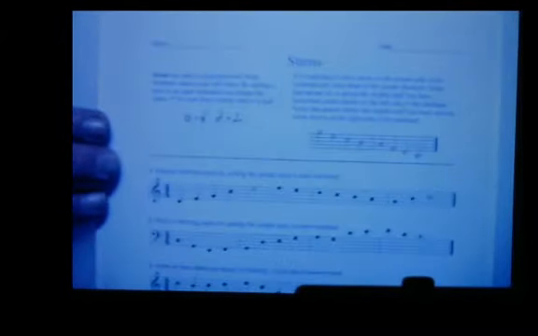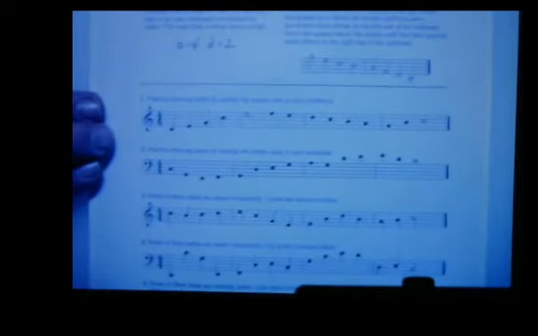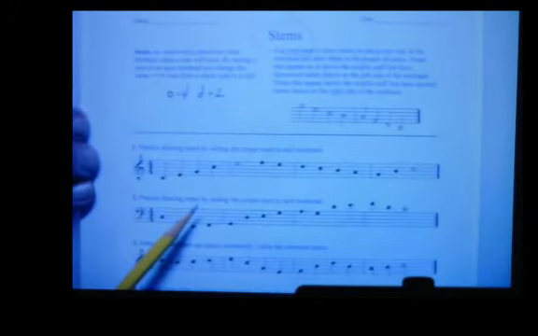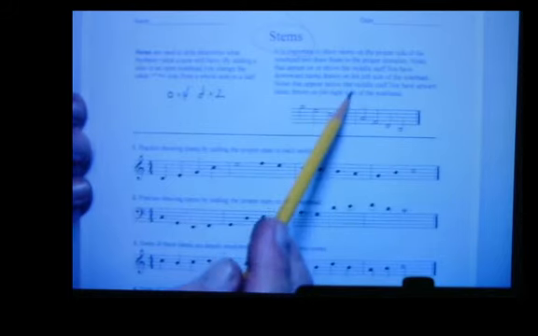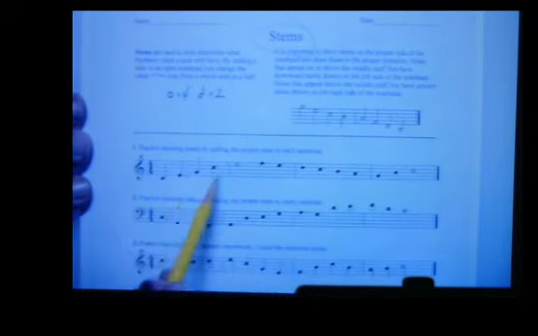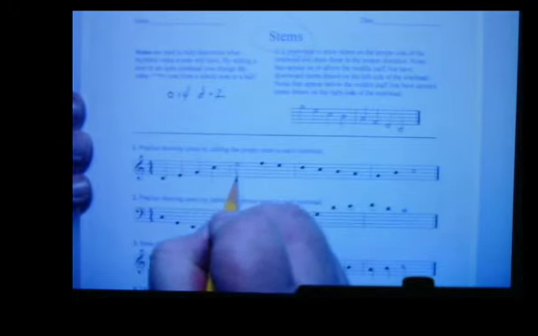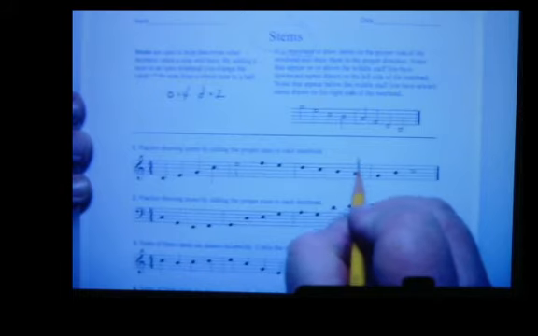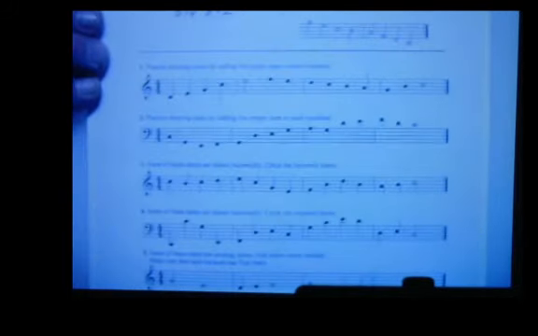All right, and lastly, I included one more worksheet because I see this occur a lot in students who are just beginning the study of music theory, and this has to do with stems. How do we draw the stems on the notes? Explained very clearly here. Please read this description. And then practice drawing your stems. If a stem is going down, it goes on the left side of the note. If a stem is going up, it goes on the right side of the note. Very important that we get that straight.